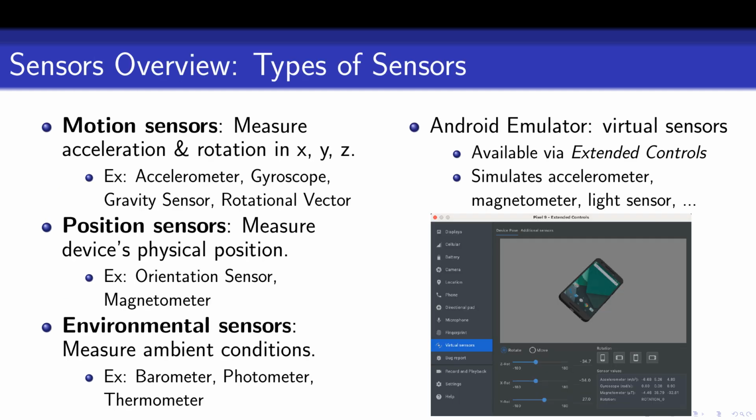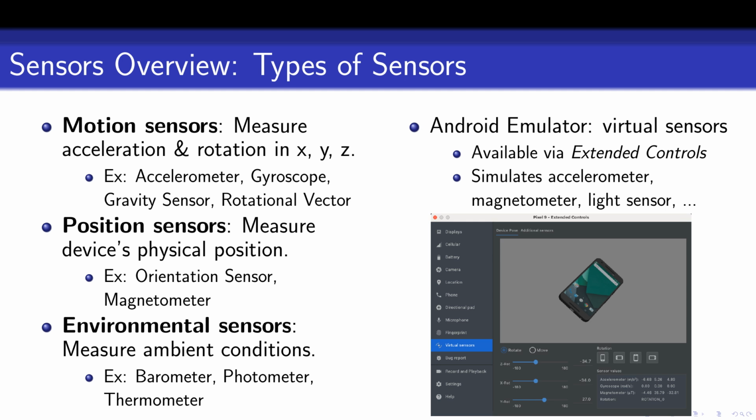Android devices are equipped with several sensor categories. Motion sensors like the accelerometer and gyroscope track movement and rotation across X, Y, and Z axes. Position sensors measure orientation and magnetic fields, helping determine direction. Environmental sensors monitor physical surroundings like temperature and light. If you're using the Android emulator, virtual sensors can simulate these values so you can test your app without real hardware.